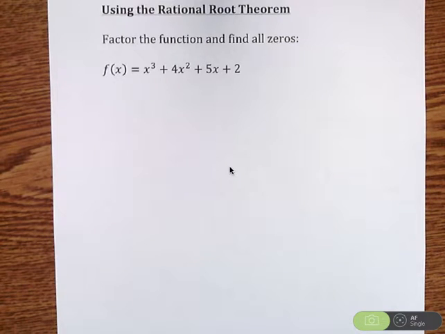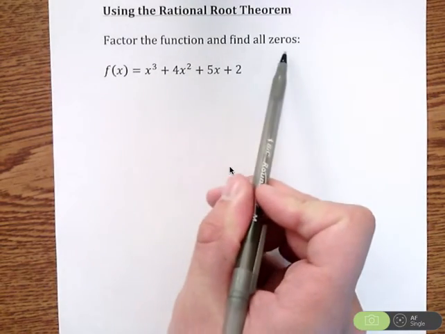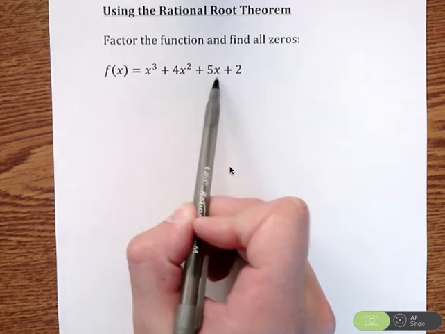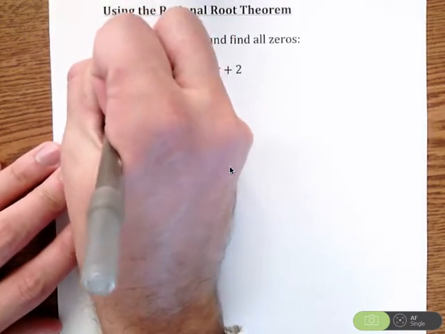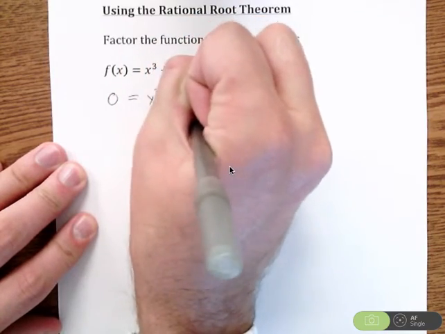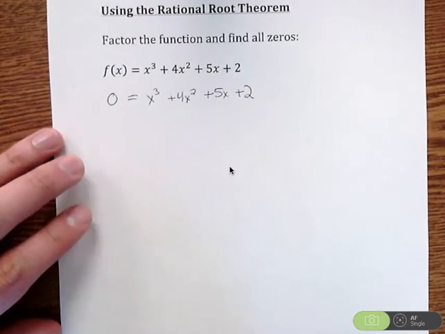Alright, in this video I'm going to use the rational root theorem to factor the function and find all zeros. So typically with these problems it's just going to give you the directions, factor the function and find all zeros. So we're given f of x equals x to the third plus 4x squared plus 5x plus 2. Since I'm wanting to find zeros, we're going to set this equal to 0. So we're going to have 0 equals x to the third plus 4x squared plus 5x plus 2.